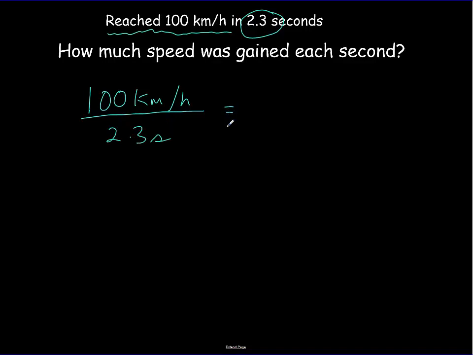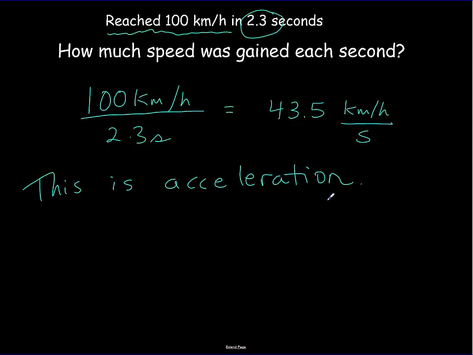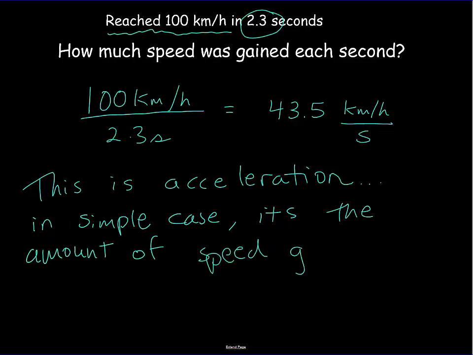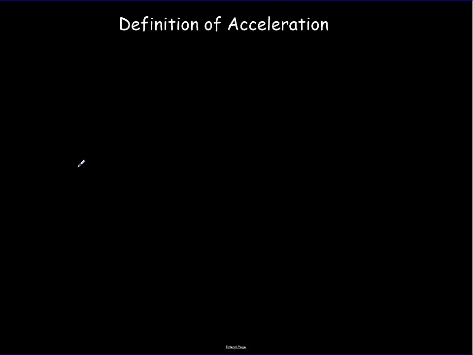So if we divide that out, we get a result of approximately 43.5 kilometers per hour of speed gained every second. And this is what we would call acceleration. At least in simple cases, and we'll talk more about what makes a simple case later, it's the amount of speed gained each second, or each unit of time. Now, more generally, beyond this simplest case, the definition of acceleration is the rate of change of velocity.